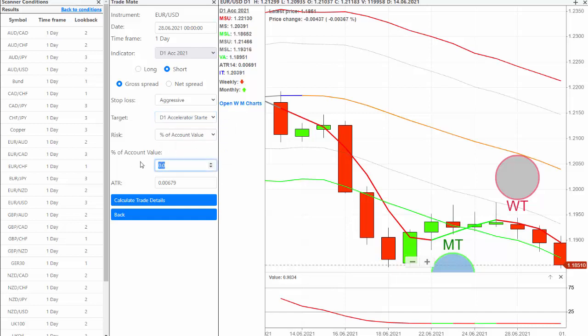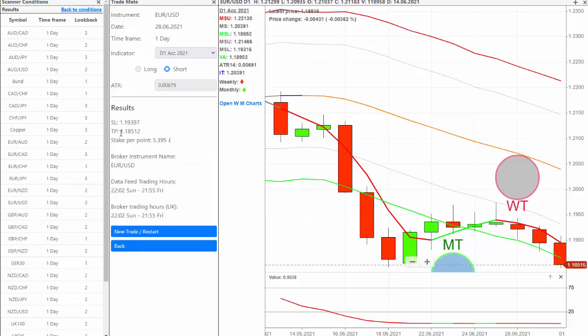Risk percentage of account value. You can go for 1% of the account value if you want to. Again, it's up to you in terms of trade size, but that's something we teach, something we can recommend. Calculate trade details, and that's going to give the output there. All right. So look, you've got a stop loss here, 119.39.